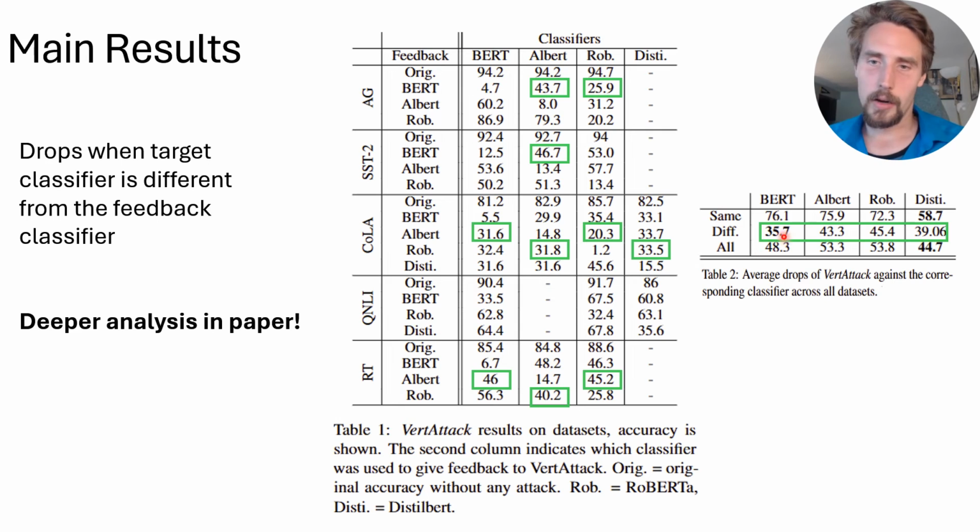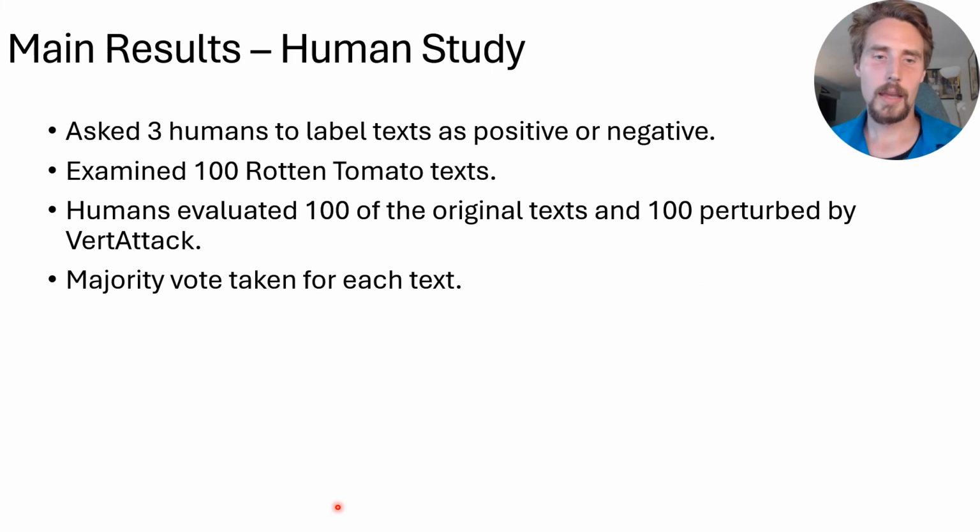And this table over here shows a summary. The top was the same, averaged across, and below is different. So we see again the same has higher drops on average, but we still see strong drops for when the classifiers differ. As noted, it shouldn't just fool the classifier, but it also needs to be understood by humans.